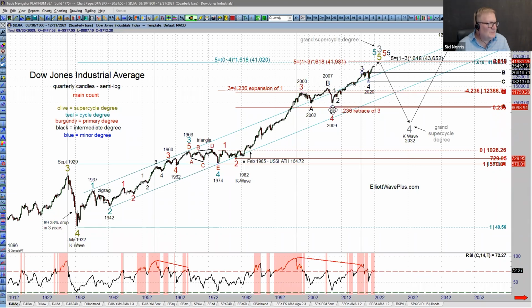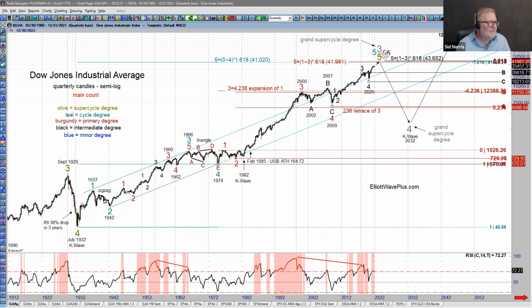And then an expanded flat for wave 4. And by the way, wave 4 retraced the entirety of Burgundy wave 3 by almost exactly 0.236, which would be probably about right after that long of a third wave. So now at this point, we've already had an extended wave. We're not looking for an extended wave 5 in Burgundy, and that'd be a primary degree, according to Elliott wave's chart system, the Burgundy color.